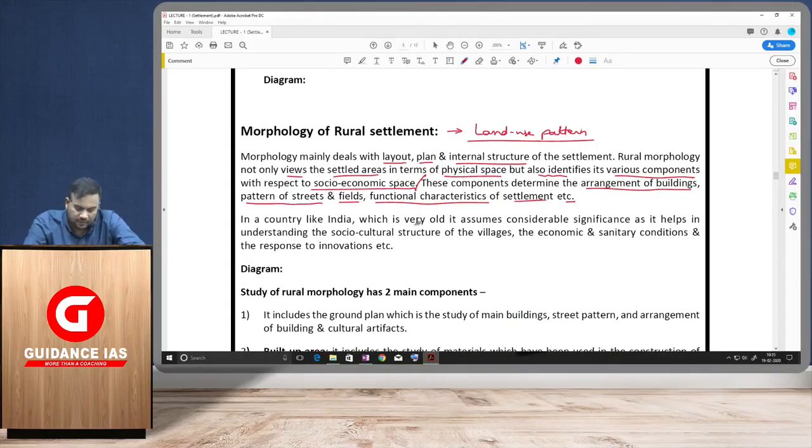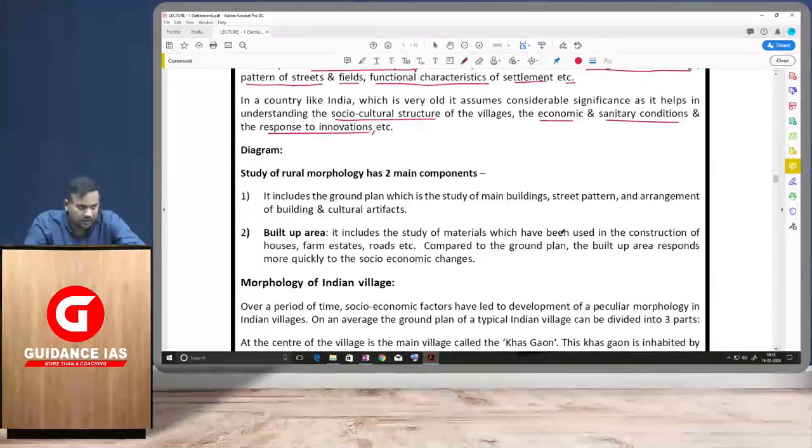In a country like India, which is very old, it assumes considerable significance as it helps in understanding the socio-cultural structure of the village, economic and sanitary conditions, as well as a response to innovations. Now let us see how changes in the morphology are there. You'll understand this point. Last point we talked about.